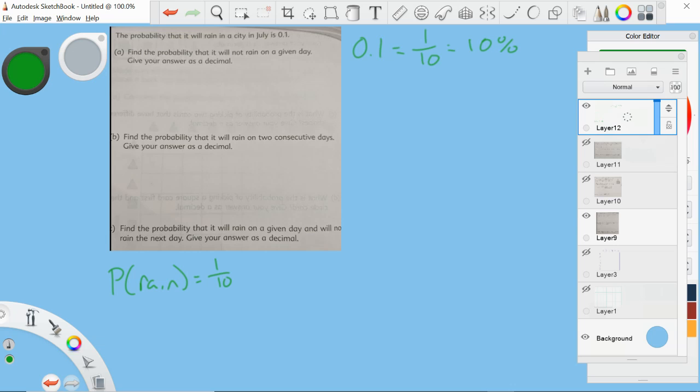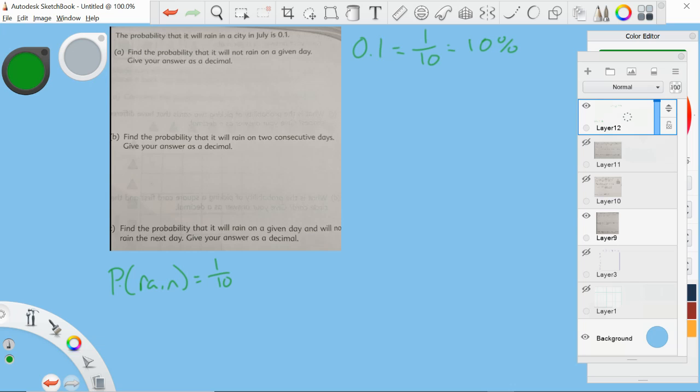Find the probability that it will not rain on a given day. Well, what does this say? This says that on any given 10 days, well, I guess it doesn't really say that. If there's a 10% chance of rain, that means there's a 90% chance that it doesn't rain. Remember, the probability of something happening and something not happening has to add up to equal 100%.